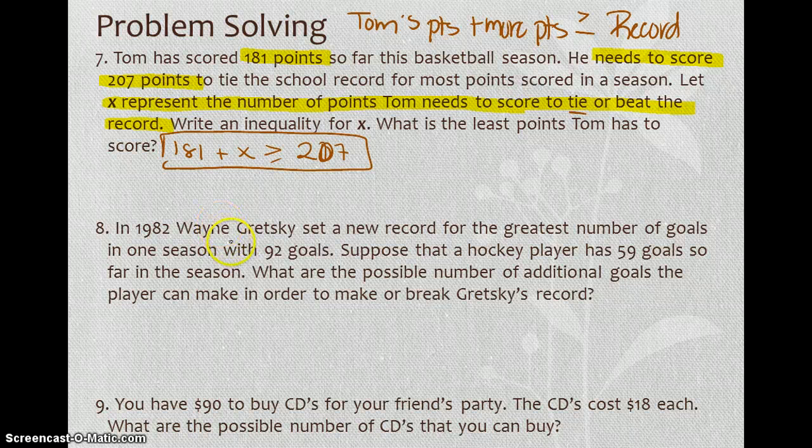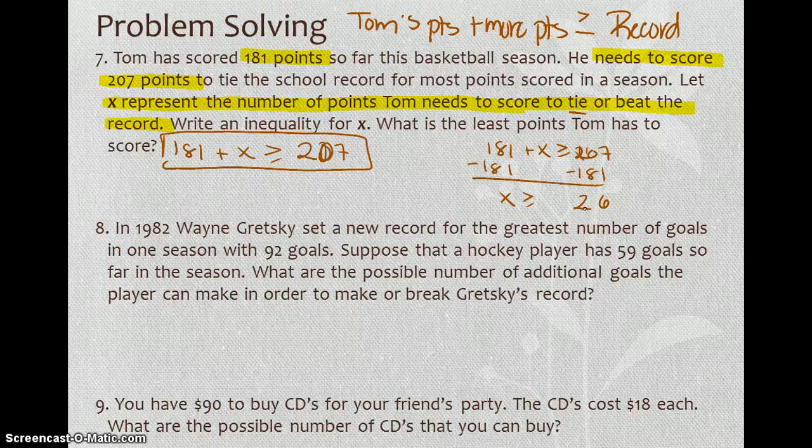The other question is, at least how many points does he need? So let's now solve this inequality. 181 plus x, that's the more points, greater than or equal to 207. So I'm going to subtract 181, subtract 181. X, the number of points, is greater than or equal to 26. So what is the least amount of points Tom has to score?